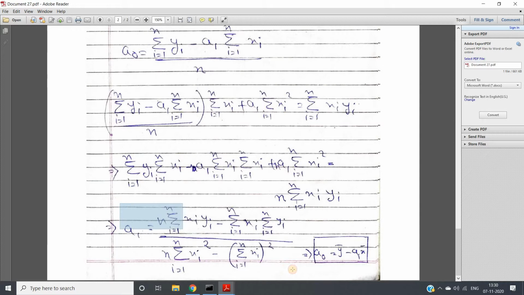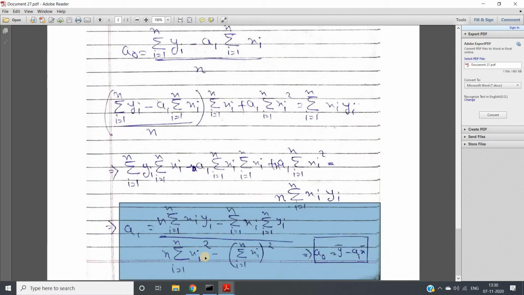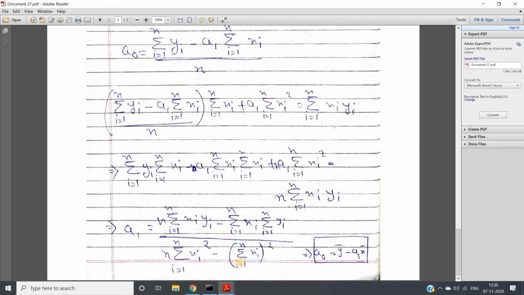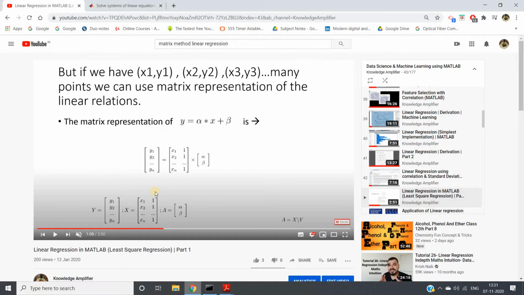Then from this, we converted these two expressions in terms of the correlation coefficient and standard deviation. Based on that, I showed you the MATLAB implementation of simple linear regression of one variable. Then I showed you this particular video where I showed a matrix approach to linear regression in MATLAB using the matrix method.